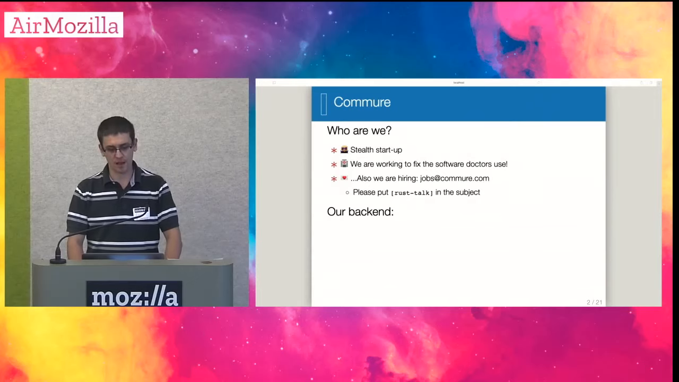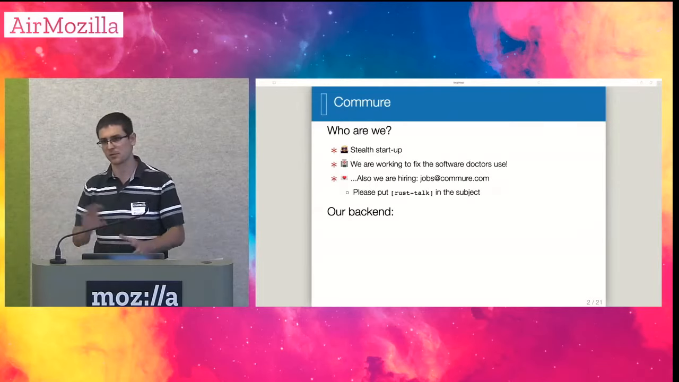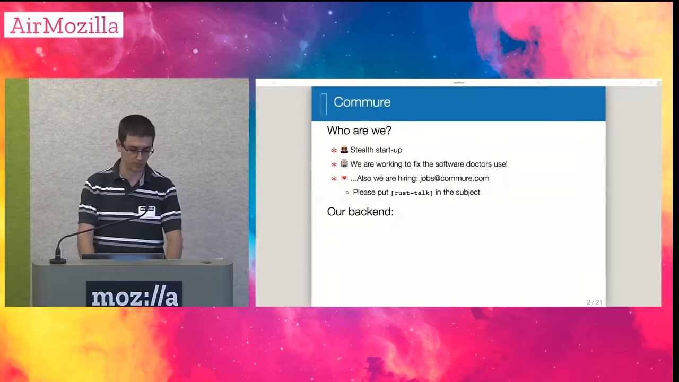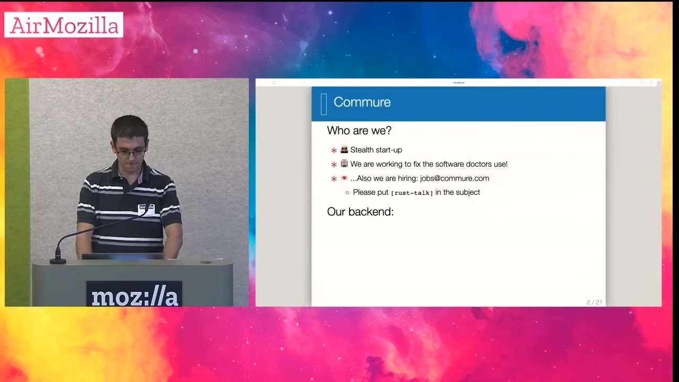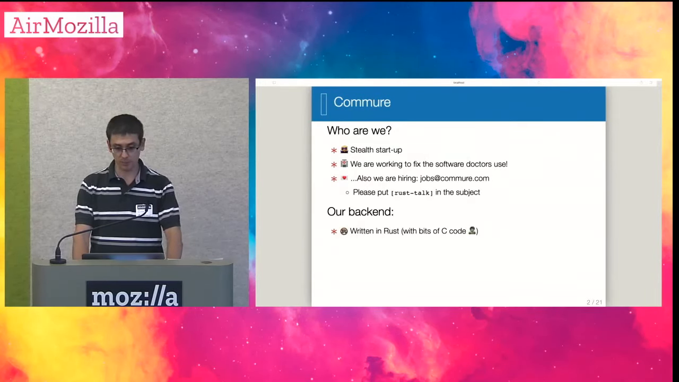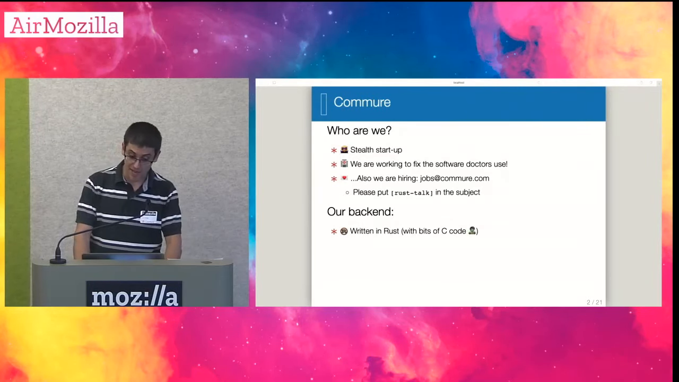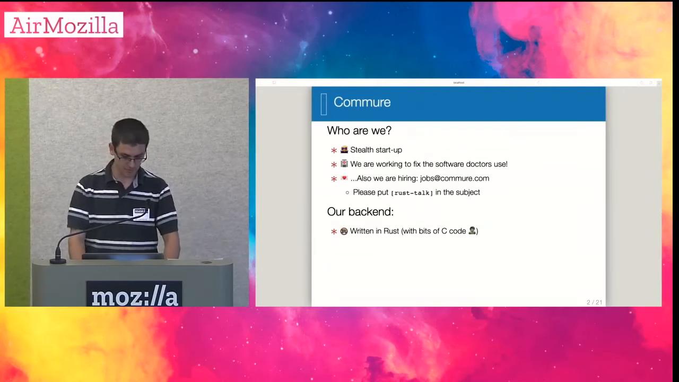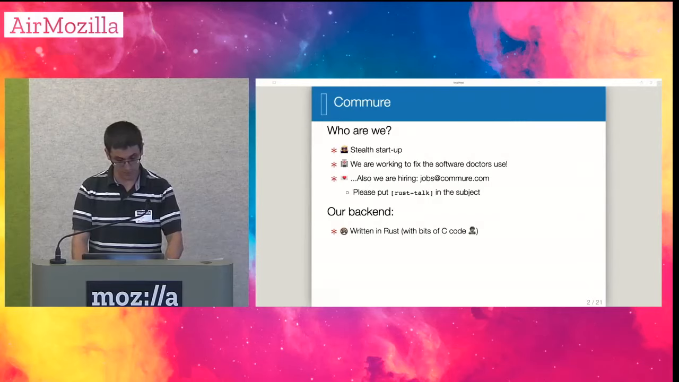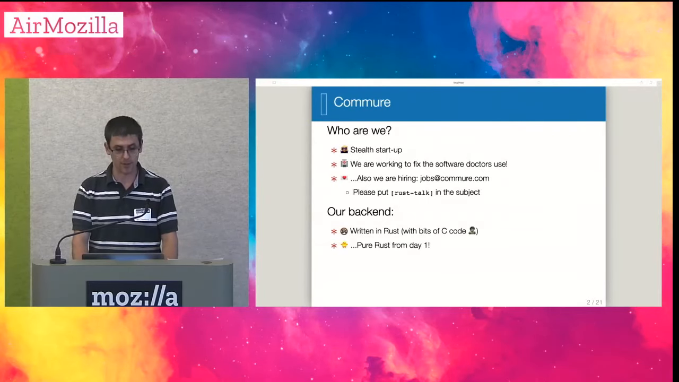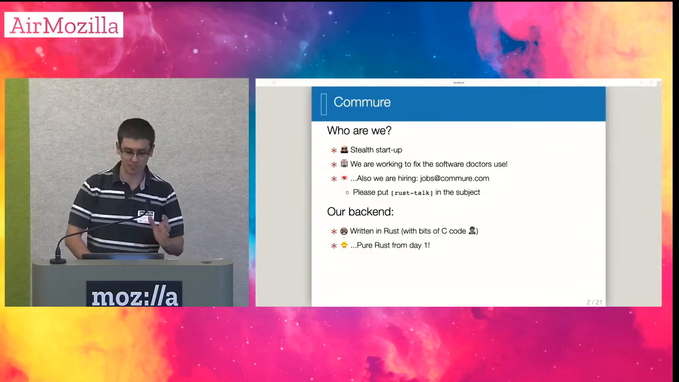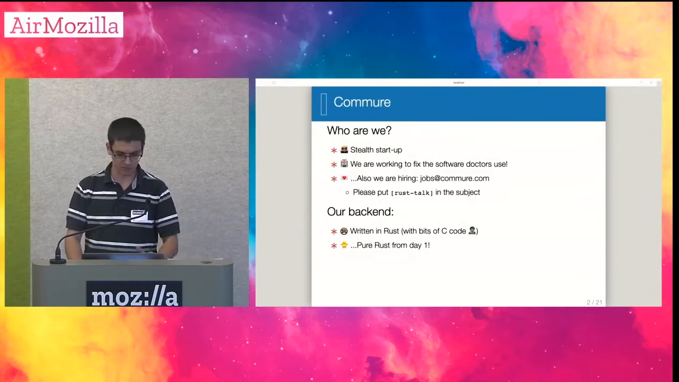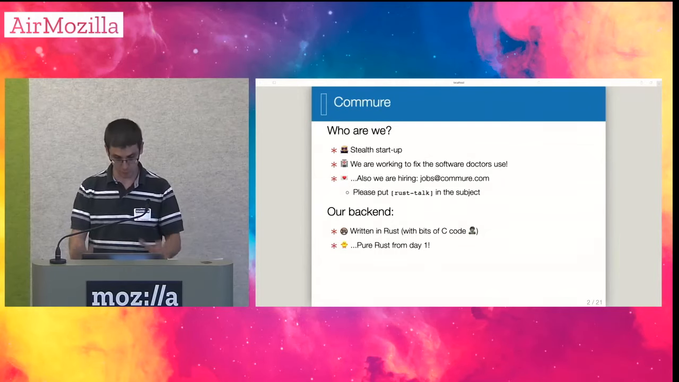And a couple of words about our backend. We're building different things, some front end pieces and some back end pieces, and I'm going to be talking about the back end pieces specifically. The backend is written completely in Rust with bits of C code, because unfortunately not every library has been written in Rust yet, but they're really small libraries. And it was pure Rust from day one. We never had Python code and got pushed into Rust because of performance issues. We started from day one building the whole backend, the whole application, in Rust.